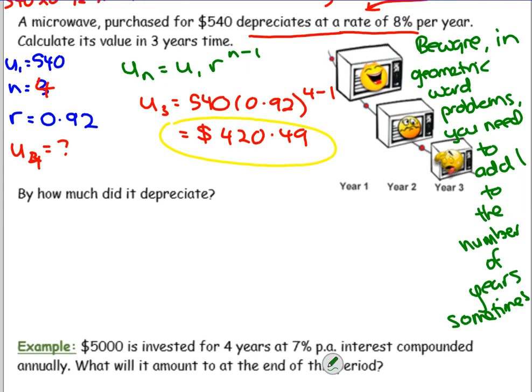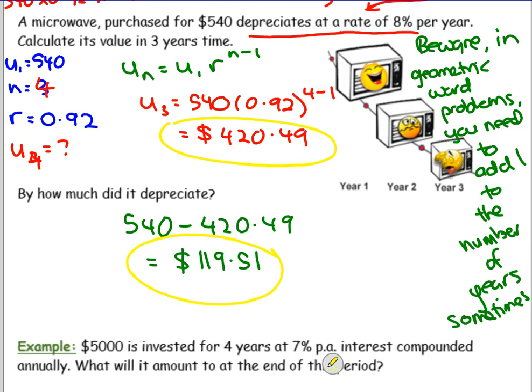By how much did it depreciate? So it went from 540 to 420. They just want to know how much did it change by. Perfect. So 540 minus 420, with the little dollar sign, is 119.51. We're almost there.